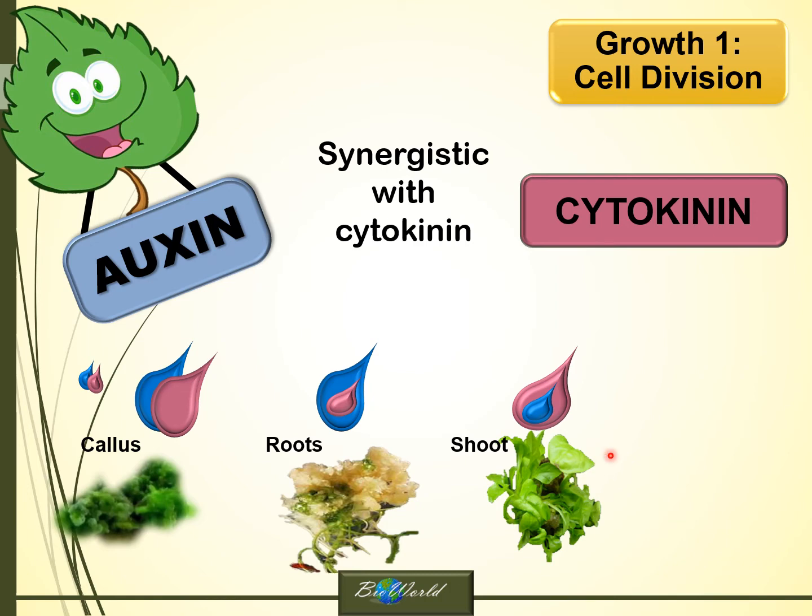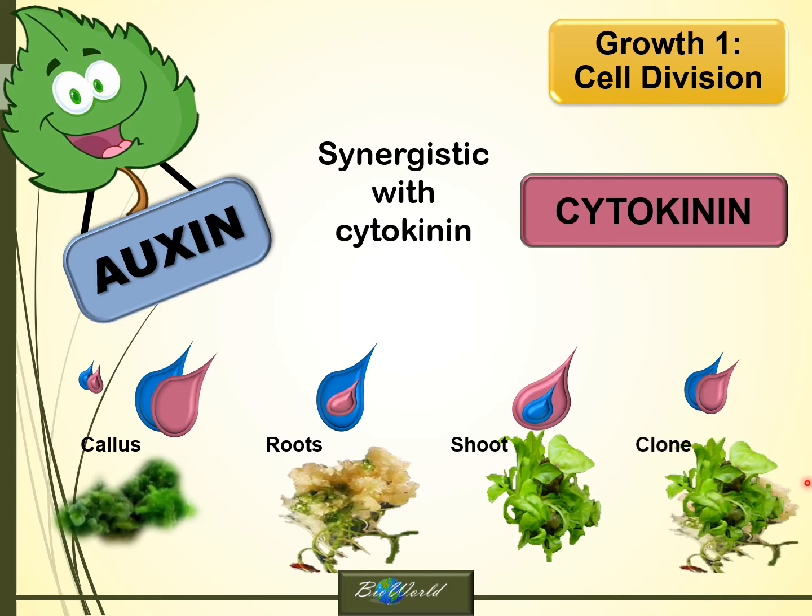So the conclusion that scientists finally made was that the auxin and cytokinin do have to be in the same concentration, but they cannot be too low a concentration or too high a concentration. There must be a proper balance. And then you get a clone with shoot and roots. So this is an example of how auxin and cytokinin are synergistic. This is the first effect.